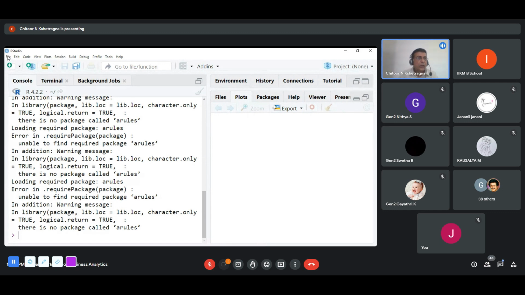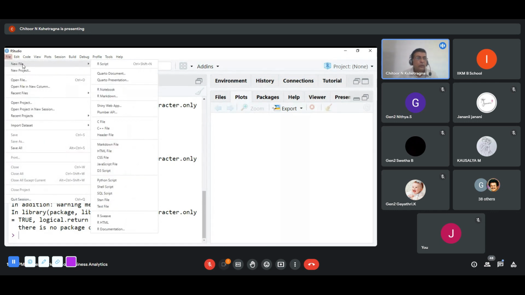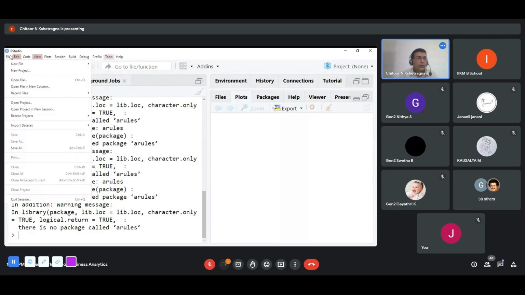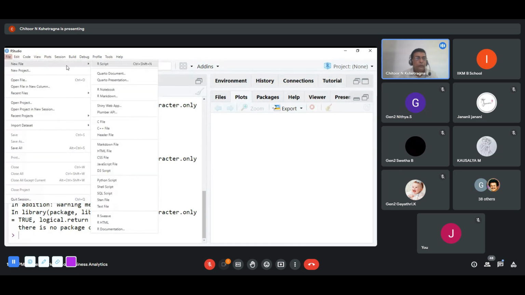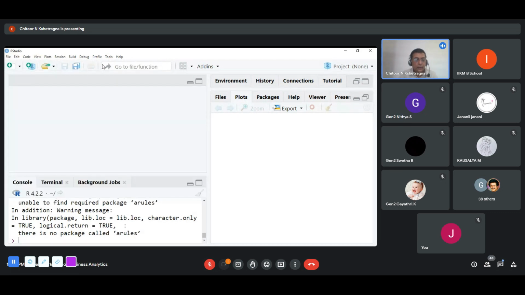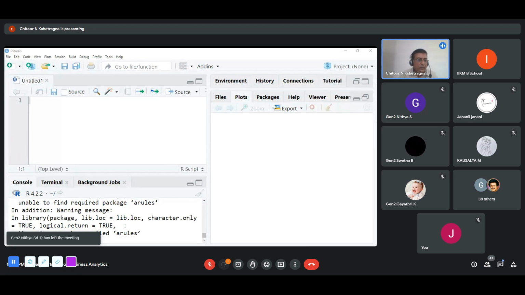Okay. What I do is I go to File. I'm creating a new file, R script. I'll have 4 quadrants. Right. Is it visible for all of you? Clear? Is the R Studio? I guess it's visible. Yeah. Okay. So I got 4 quadrants. So we'll go anti-clockwise.